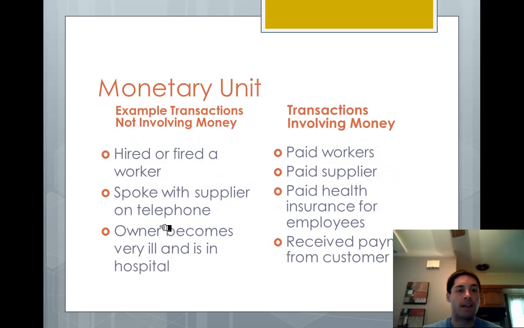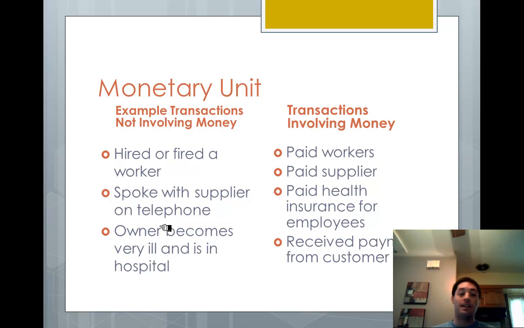So here are some examples. Left side, transactions that wouldn't involve money. You might be able to make an educated guess on how much it's going to cost you, but since it's not 100% accurate, you can't record it on a financial statement. So if you hire a worker, that worker might be the best worker in the world. You think that worker is going to generate you $10 million of sales. Guess what? That's not quantifiable. It doesn't have an accurate financial tag that we can assign to that, so it's not going to be recorded in a financial statement. Firing a worker. You talk with somebody on the telephone.